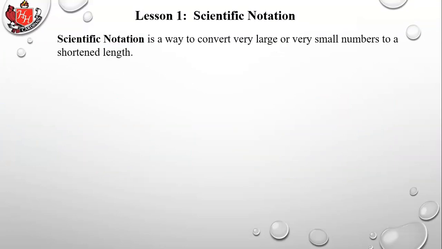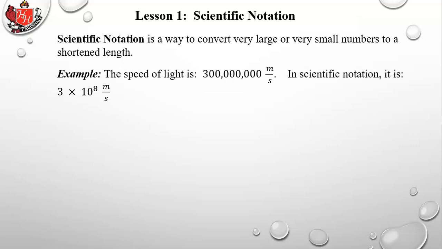Scientific notation is a way to convert very large or very small numbers to a shortened length that's more manageable to work with and to write. So for example, the speed of light is 300 million meters per second, but in scientific notation it's 3 times 10 to the 8th meters per second. We're going to come across a number called Planck's constant, which is on the order of 10 to the minus 34th. That means you'd have to write a whole lot of zeros to express that number in decimal notation.